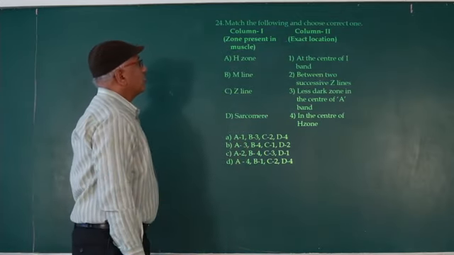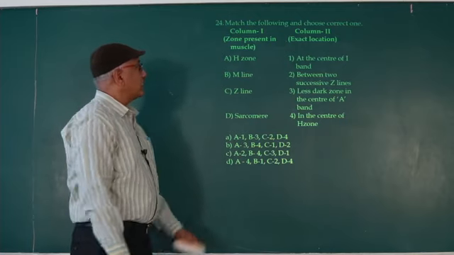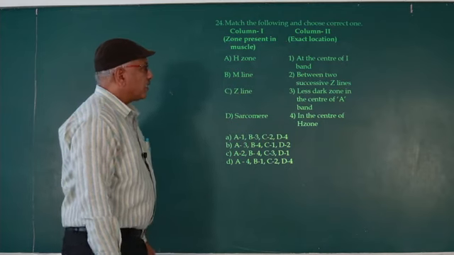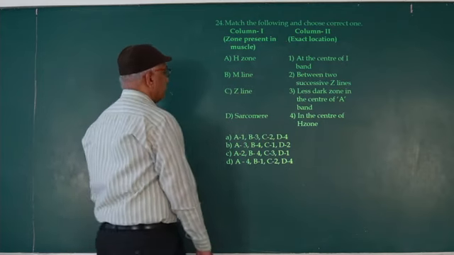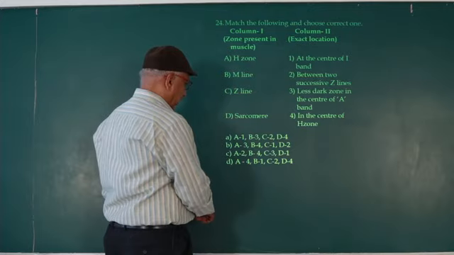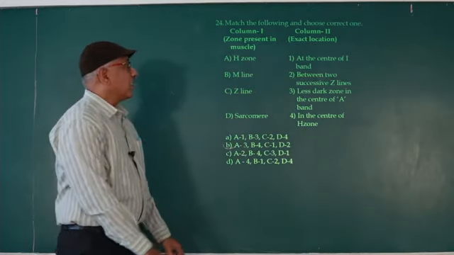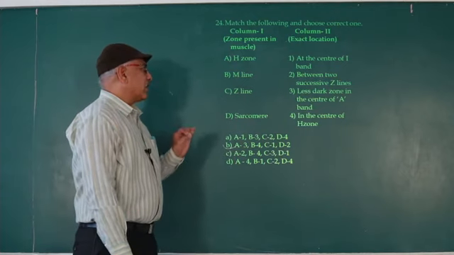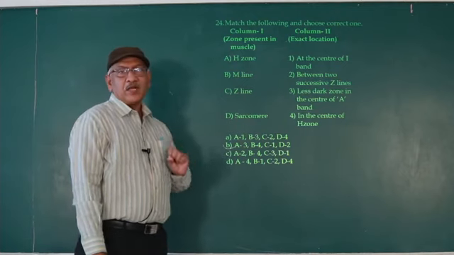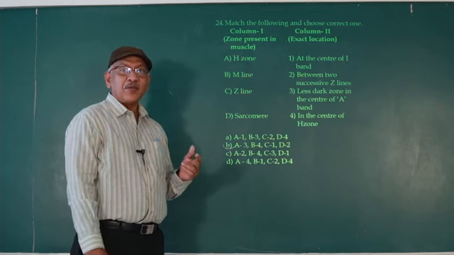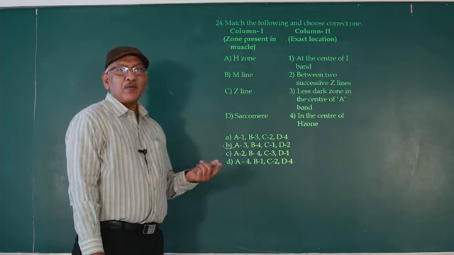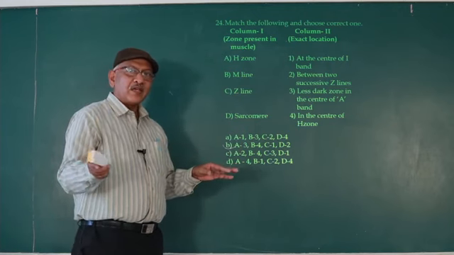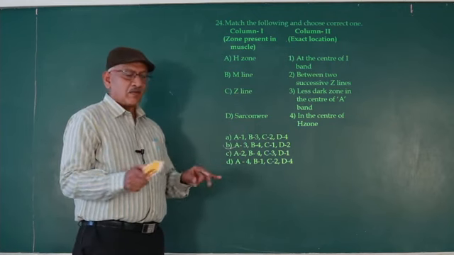Match the following. Zone present in muscle, exact location. H zone: less dark zone in the center of A band. So A is 3. Why is it less dark? In the center of A band, only myosin filaments are present. In the peripheral part of A band, both actin and myosin filaments are present. Due to presence of both actin and myosin filaments, the sides of the A band are more dark when compared to the middle part.